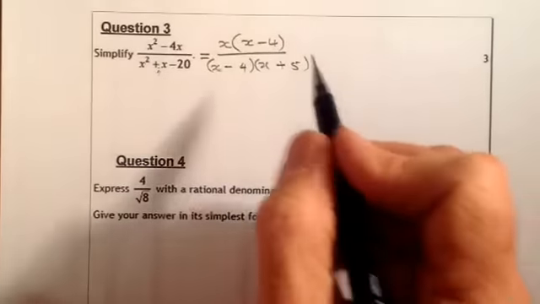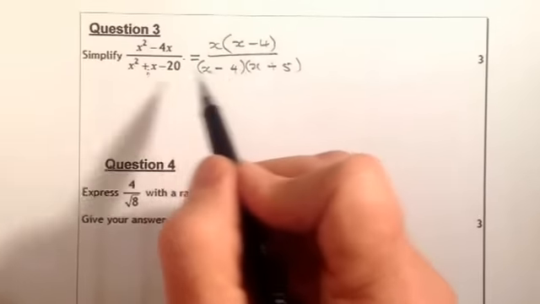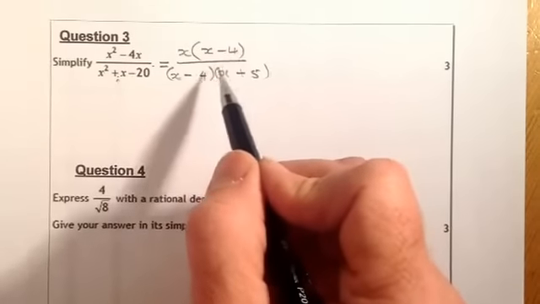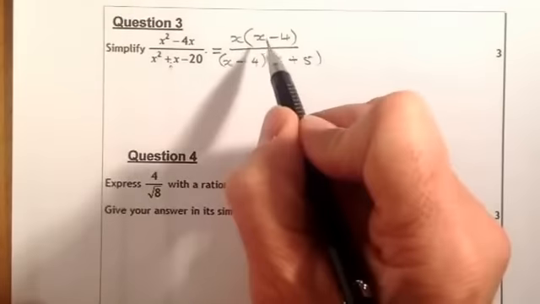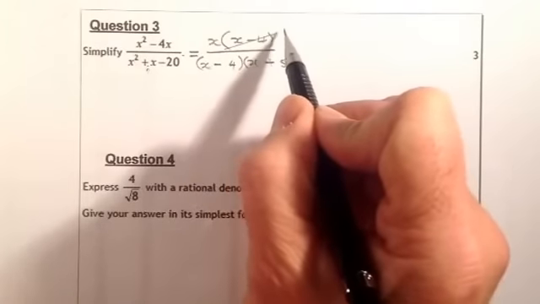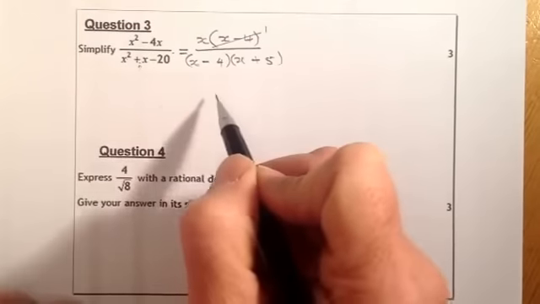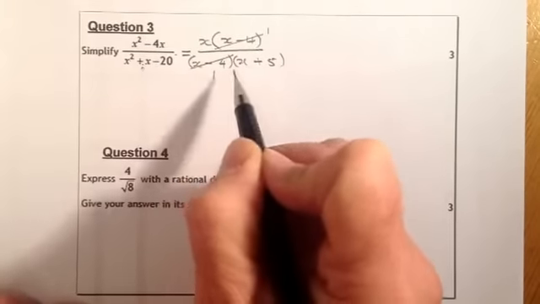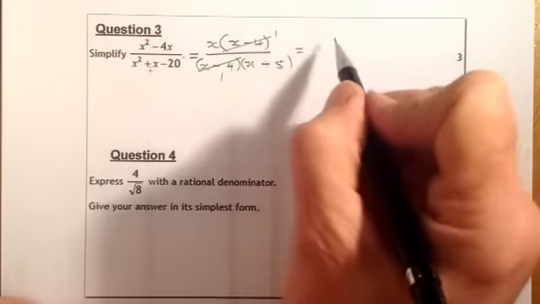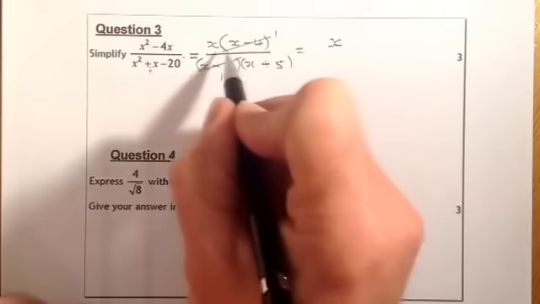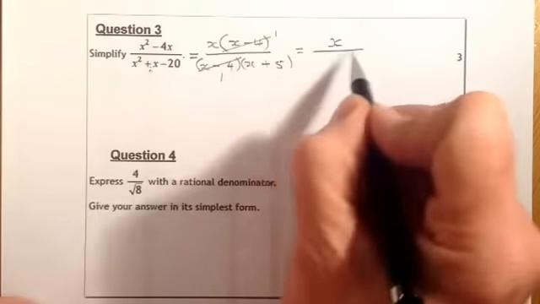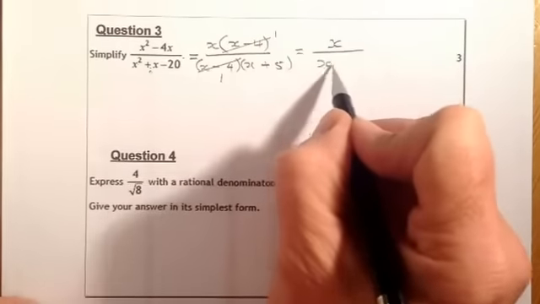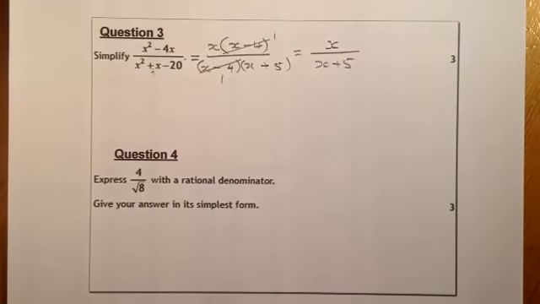Right, so at the start what I'd said was that what I'd be looking to do in this type of question is get a bracket on the top and a bracket on the bottom that are the same. So I'll divide the top by x minus 4 and I'll get 1. I'll divide the bottom by x minus 4 and I'll get 1. So I'm really just simplifying down this fraction. What I've got left is x times 1, which is x, and 1 times x plus 5. And that's my final answer there.